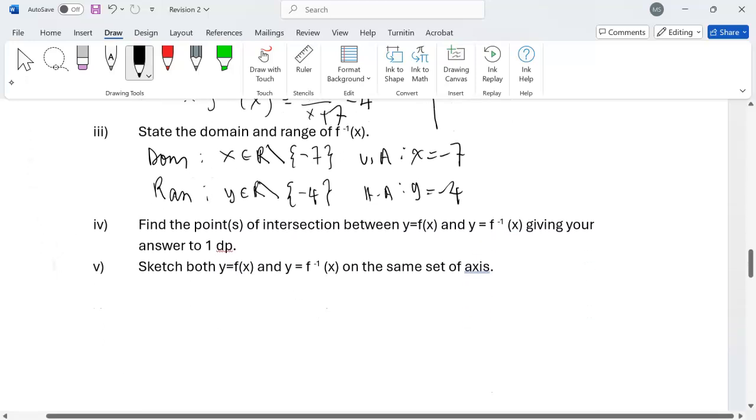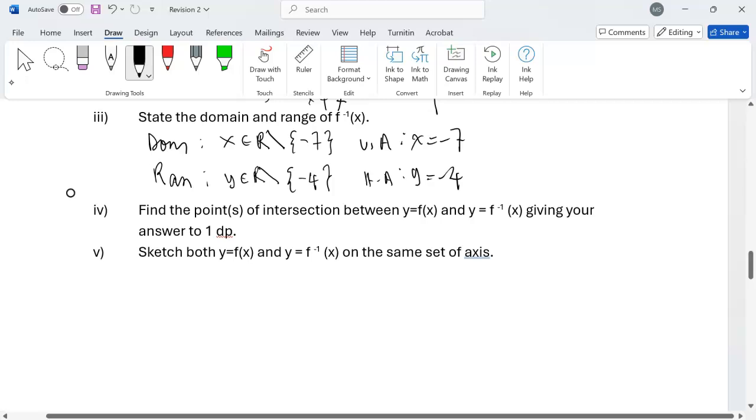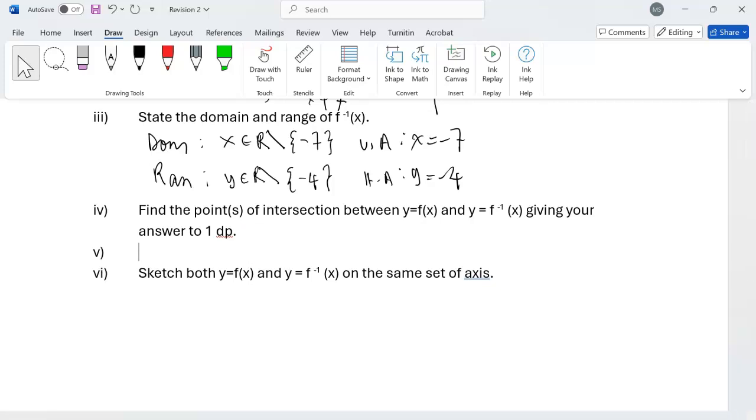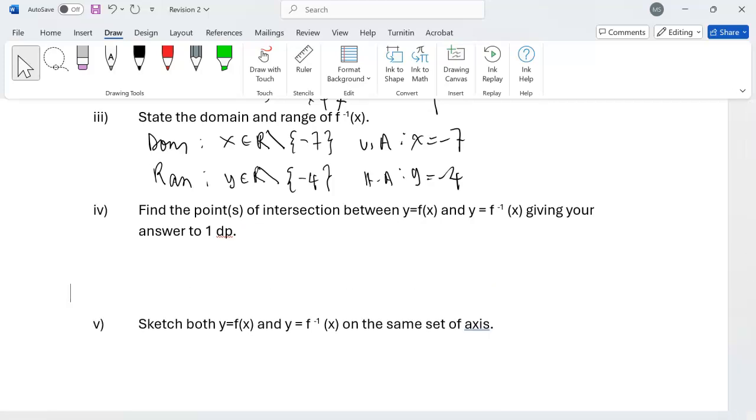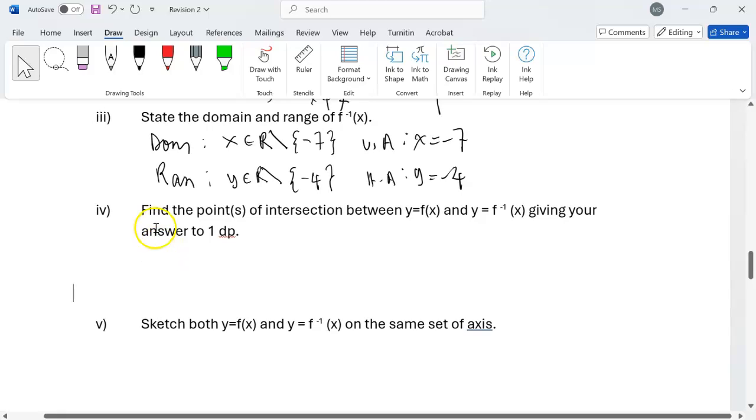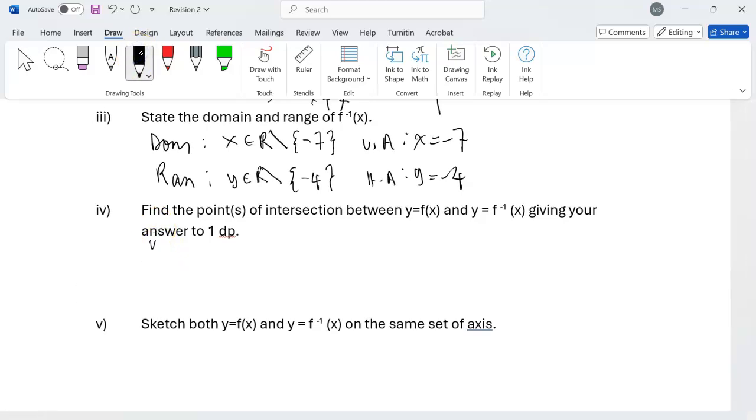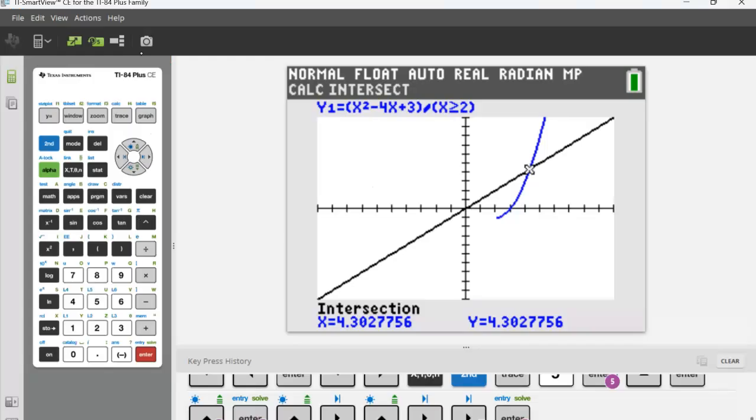Now you are asked to find the intersection point between f(x) and f inverse of x, giving the answer to 1 decimal place. So in this case, you are going to use y1 as your f(x), and y2 we always use x, which makes your life a bit easier. So go back to the calculator.